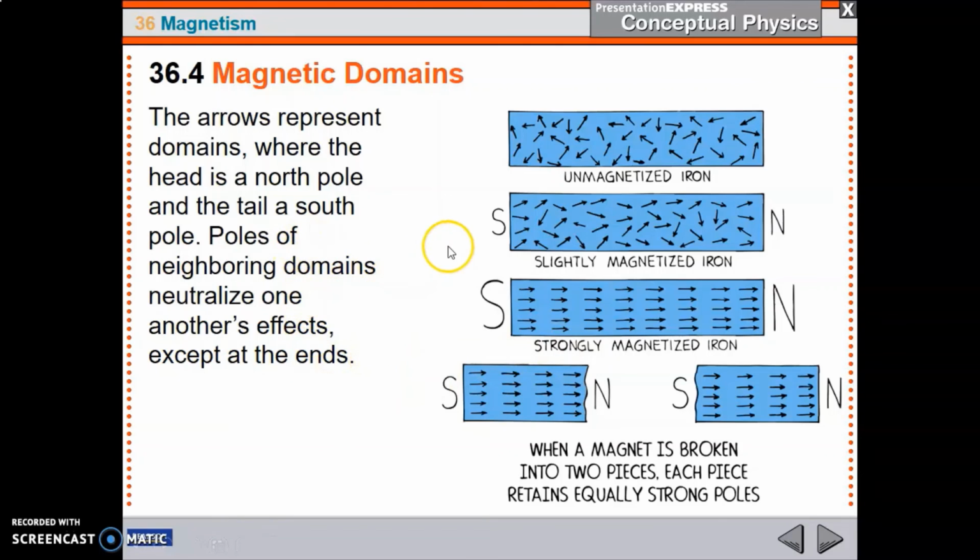So, here's what it looks like. The arrows represent domains. We're not going to draw little arrows in there because it just clutters it up. Where the head is a north pole and the tail a south pole. Poles of neighboring domains neutralize one another's effects, except at the end. So here's an ordinary piece of iron, everything pointing in a random direction. If it has a little bit of magnetism to it, they kind of point the same way. But if you put it in a magnetic field and then tap it and move it around a little, you can get all the domains pointing in the same direction. And then you have a really strong magnet. And like we said from before, if you cut it in half, you still have a north-south on each end.